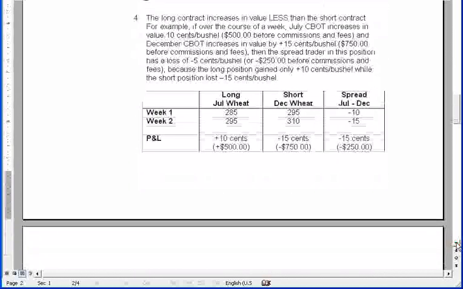Now there is risk in spreads. As you saw in 2 out of the 3 examples, an outright futures position would have made more money had we guessed correctly.